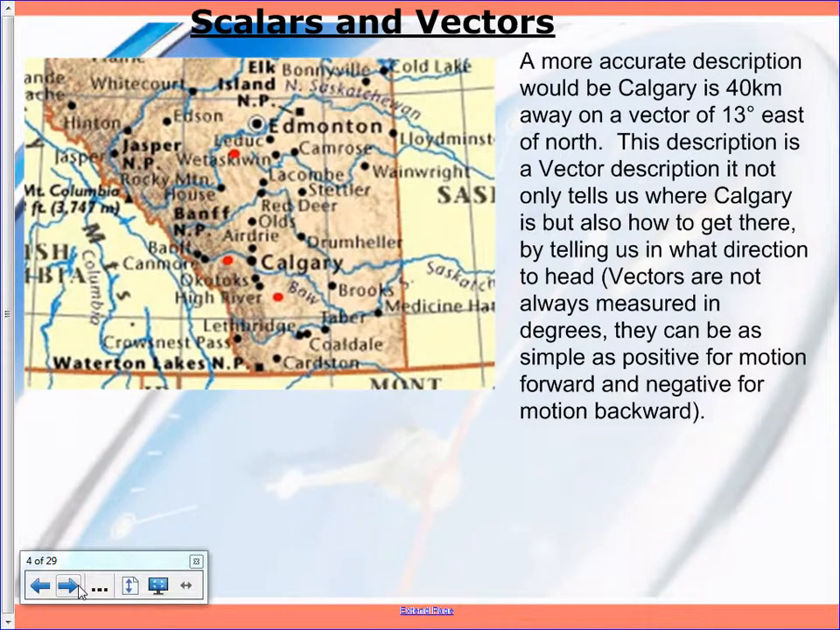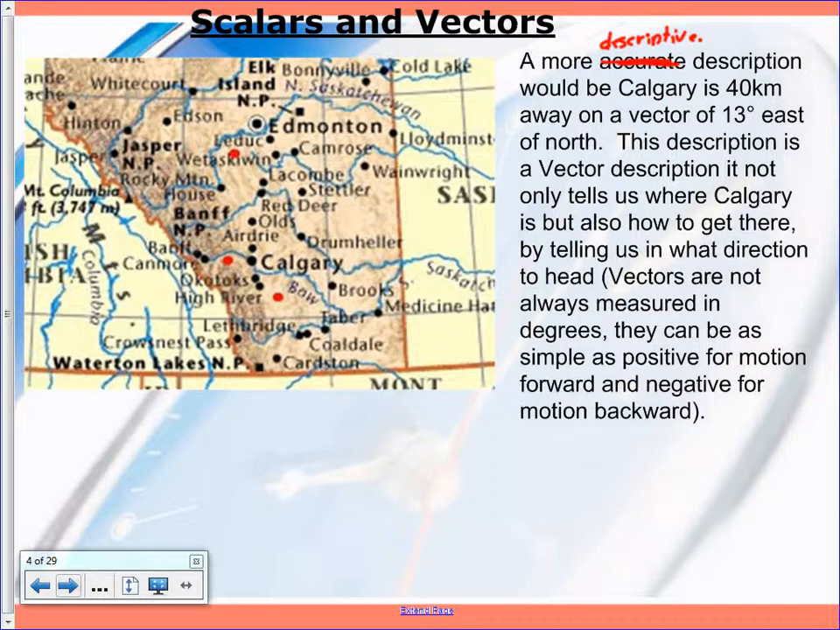All right, now this should not say more accurate. This should say more descriptive. Did I change that in your notes? Just check your notes. I thought I changed it to descriptive in your notes, but I may not have. Okay. A more descriptive description of where Calgary is would be that Calgary is 40 kilometers away on a vector of 13 degrees east of north.